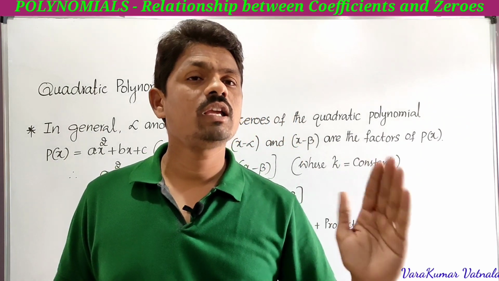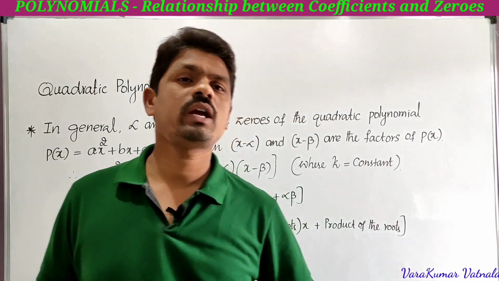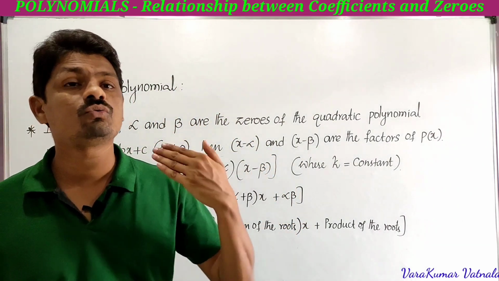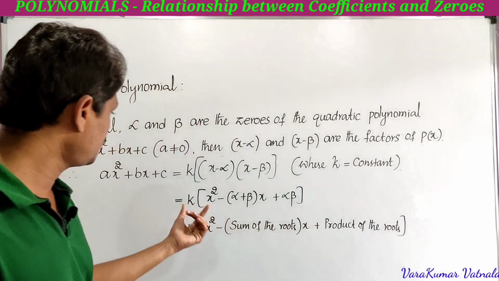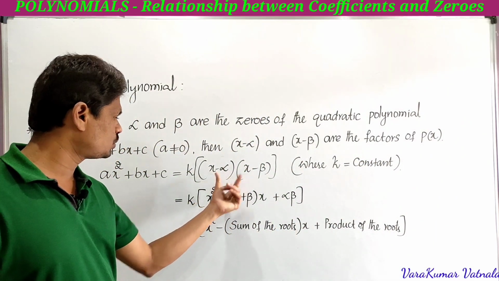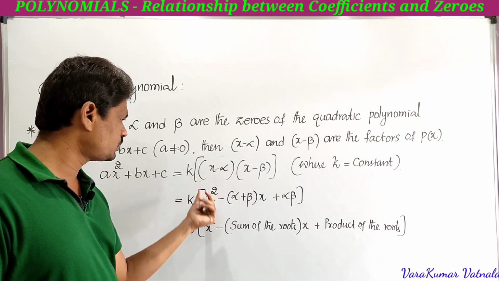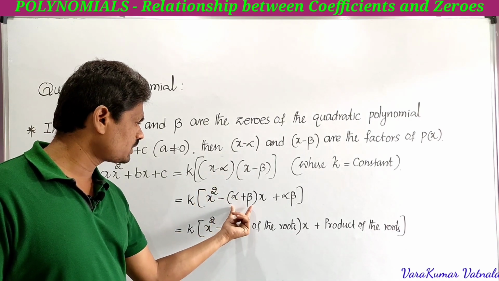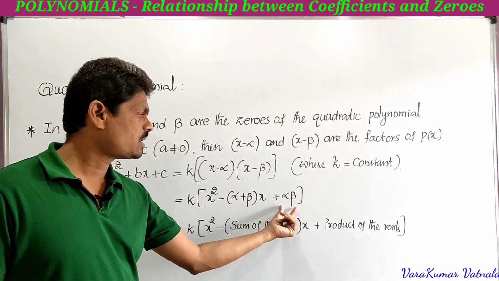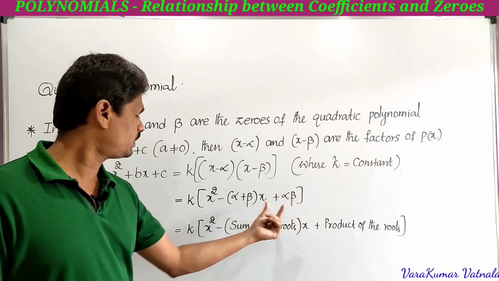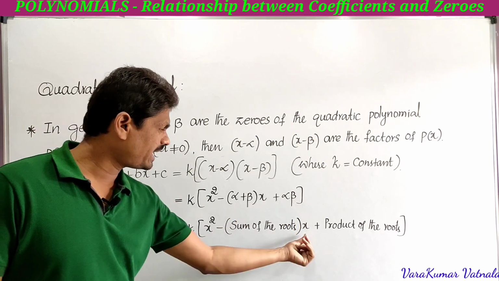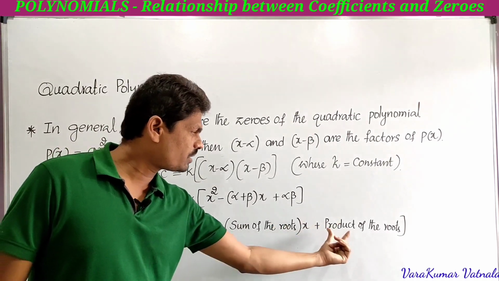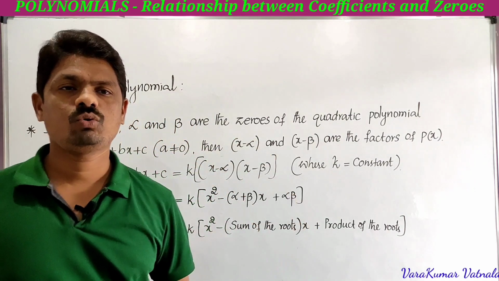Sometimes he gives the sum of the roots and the product of the roots to find the quadratic polynomial. In that case, see here, if we multiply these two, we get k as usual, x square minus alpha plus beta into x plus alpha into beta. Here alpha plus beta is nothing but the sum of the roots, into x, plus alpha beta, which is the product of the roots.